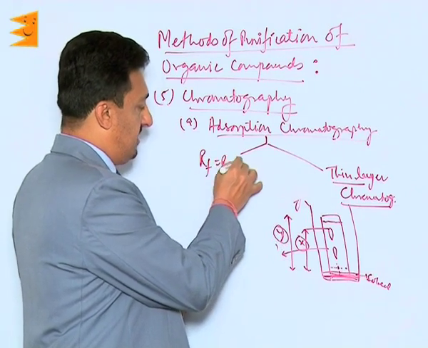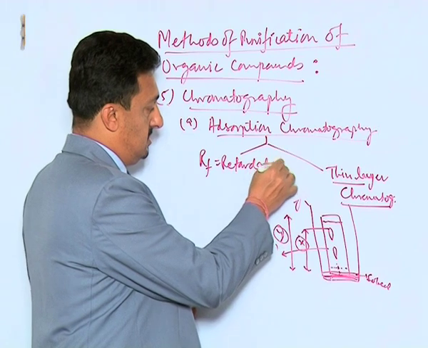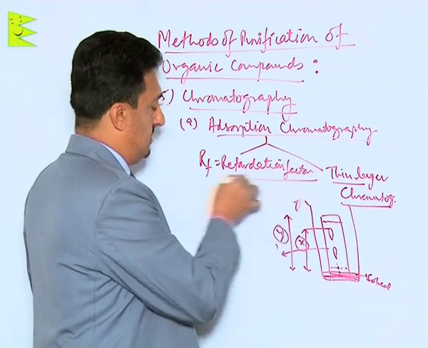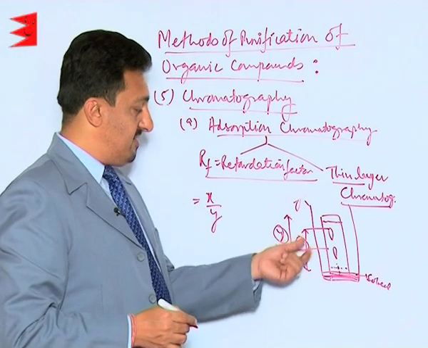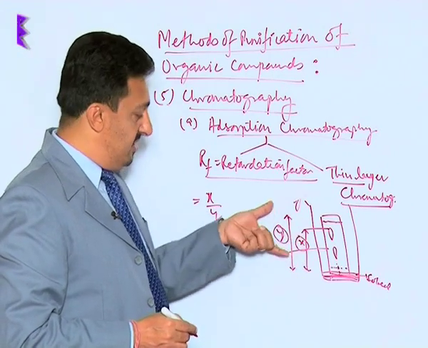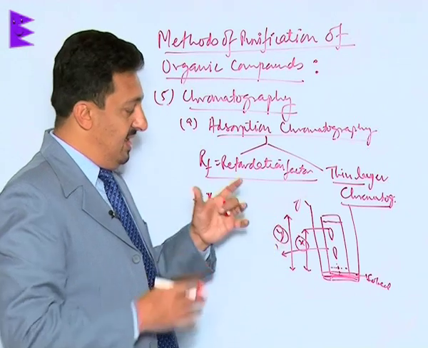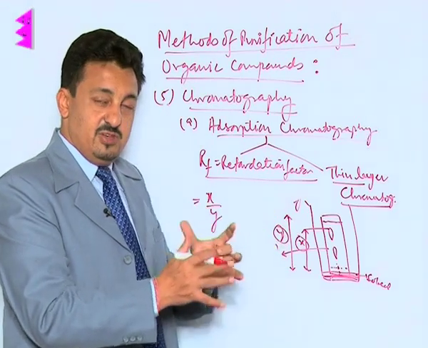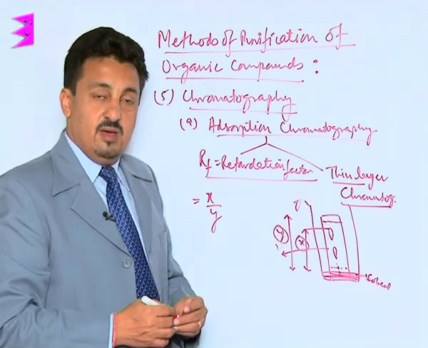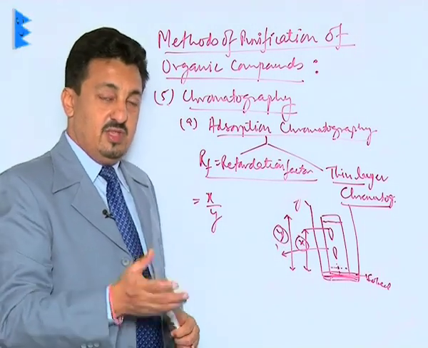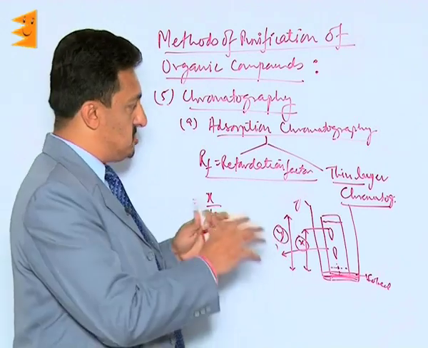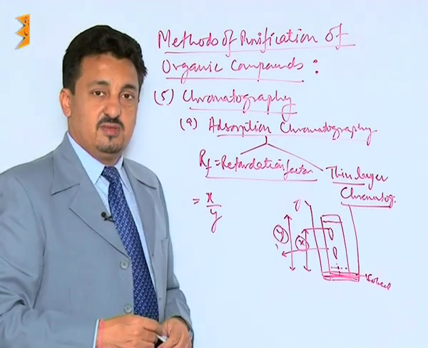It is called the retardation factor. Now it is actually X by Y, the distance traveled by the component from the baseline over the distance traveled by the solvent from the baseline. It tells us the differential movement of the components on the basis of their adsorption capabilities. So this is what we have, adsorption chromatography.